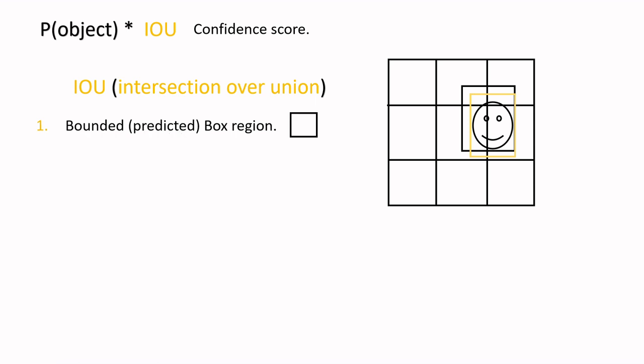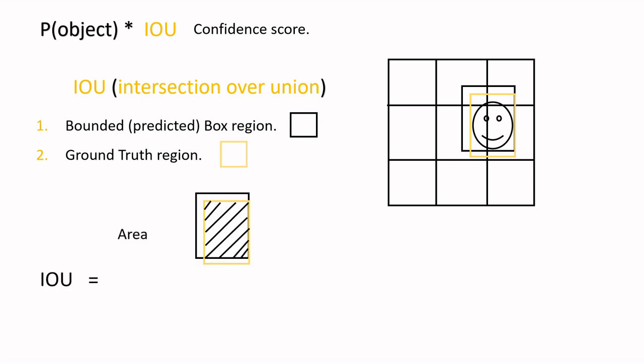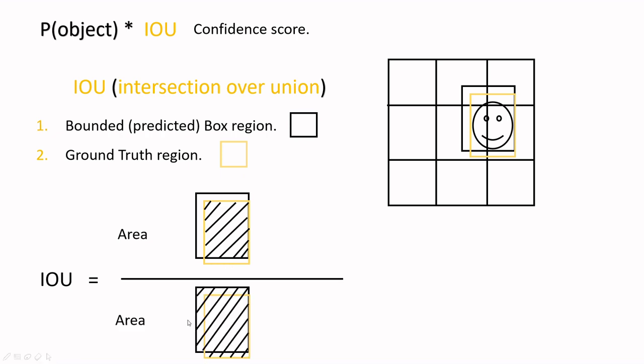It is represented by black, and second is ground truth region, which is represented by golden. Now IOU is equal to area of intersection over area of union. So intersection will be what? The common region of both the boxes. So this particular region, see this part is not included and this part is also not included, divided by the area of the union. Union means all the parts that are in either of the bounding boxes. So IOU is area of intersection by area of union. I hope this is clear.